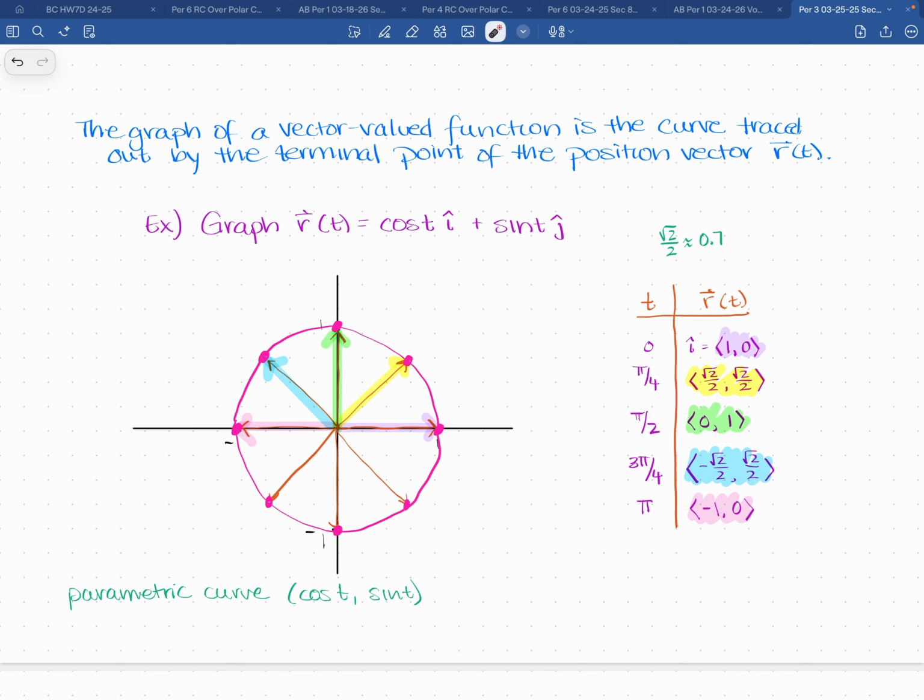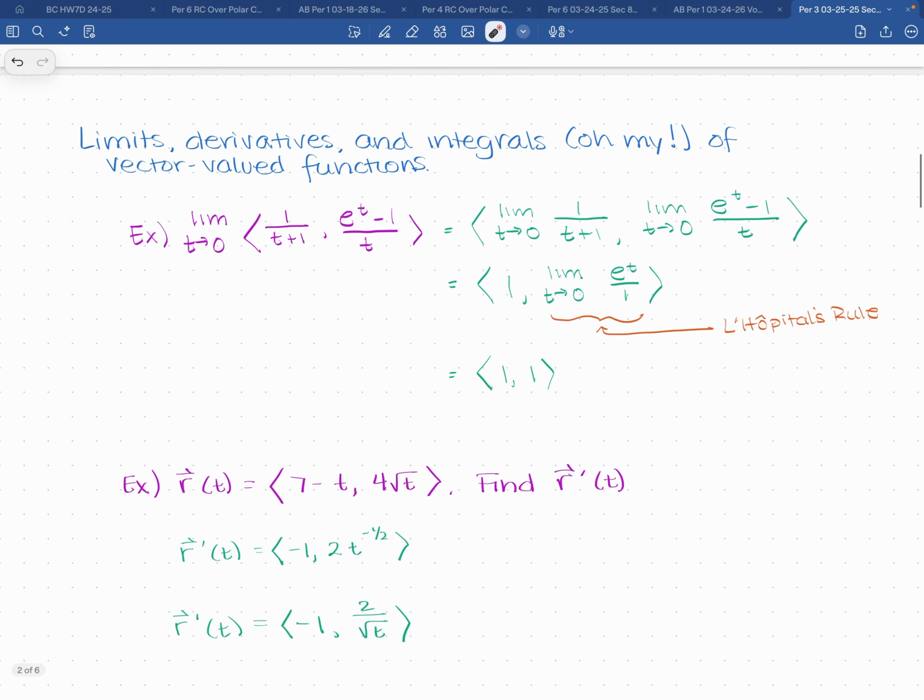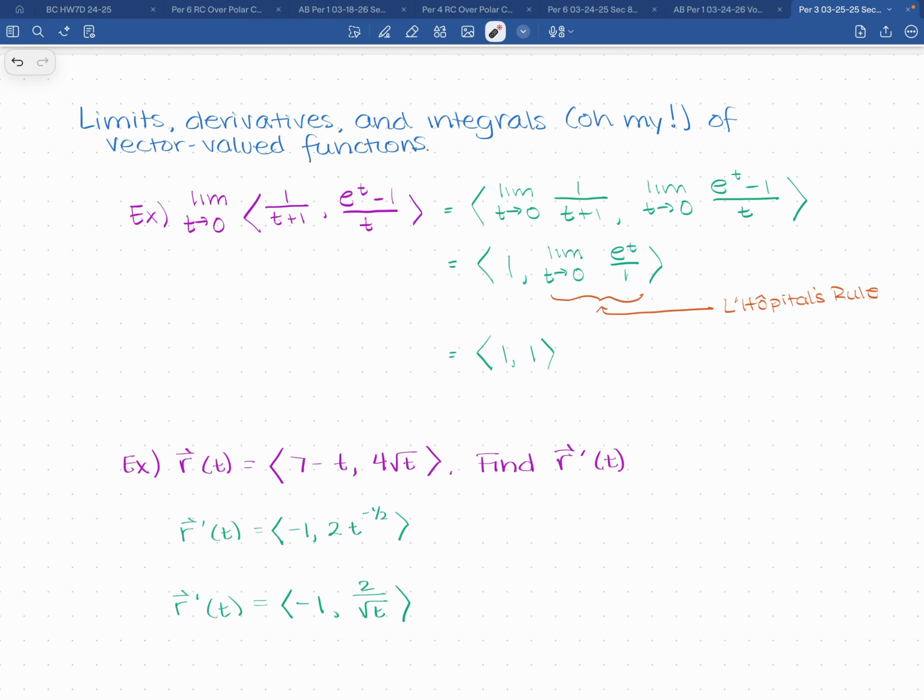Let's look at some calculus. And guess what? We can do limits, derivatives, and integrals of these bad boys, and it's no different than the limits, derivatives, and integrals you've done before. You just get to do it twice, because doing it once wasn't fun enough.